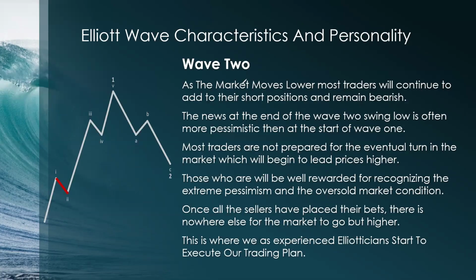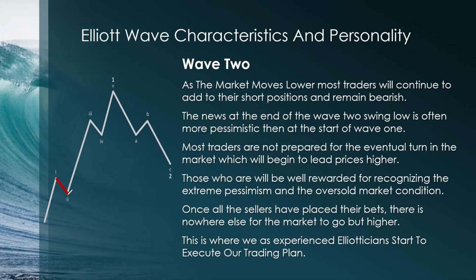So the most common trade setup that we're going to be looking for when we're trading an options contract specifically is that wave 2. Again, if we remember the personality of that wave 2, the market will continue to move lower as traders continue to add to their short positions and remain bearish. So at this point in time, option premiums are usually the least expensive. This is when the premium of the options is lowest.